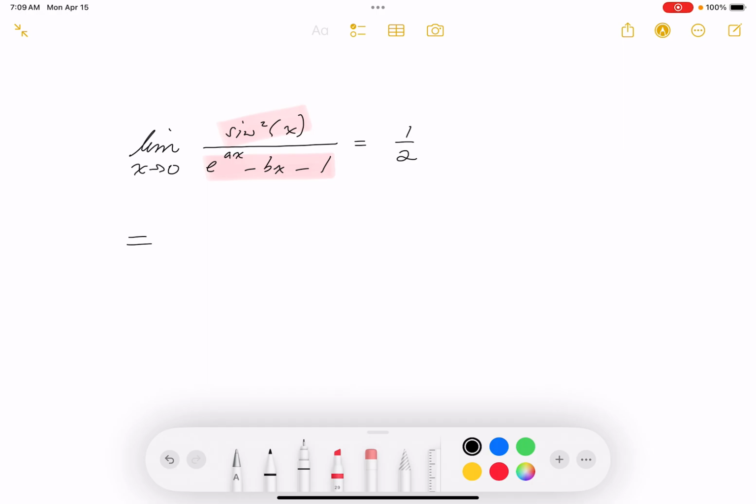So I'll put an equal sign over here, with an h indicating I'm using L'Hopital's rule. And I get this limit. Using L'Hopital's rule, I take the derivative of the top, which is 2 sine x times the derivative of sine x, which is cosine x. The derivative of the bottom is a e to the ax minus b. And by the way, this limit also, if L'Hopital's is working out, is going to be 1/2.